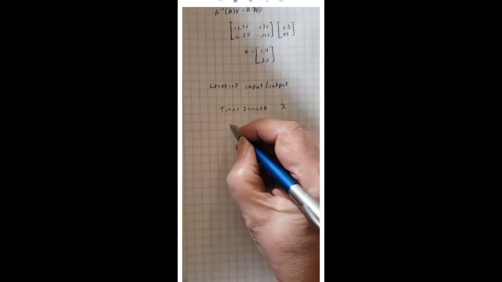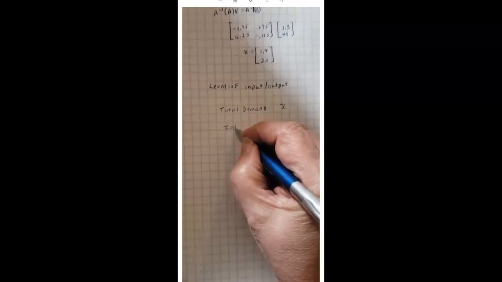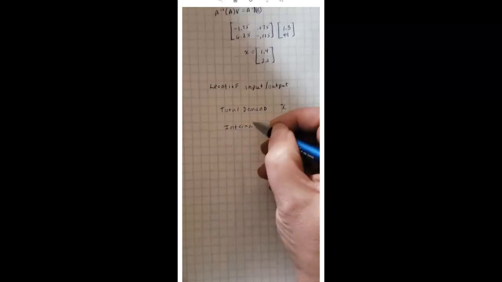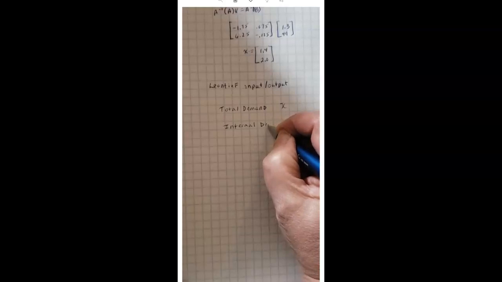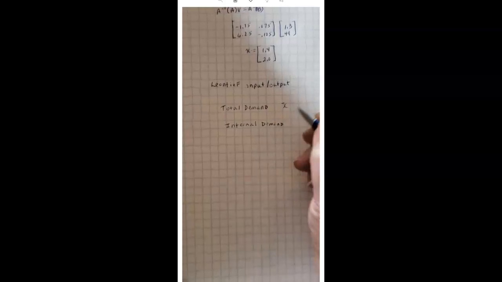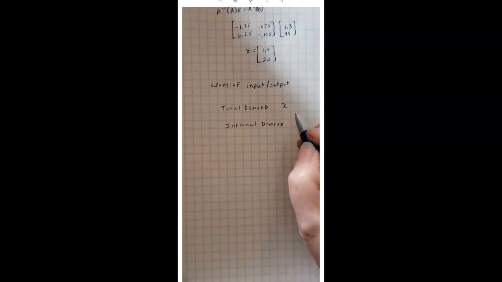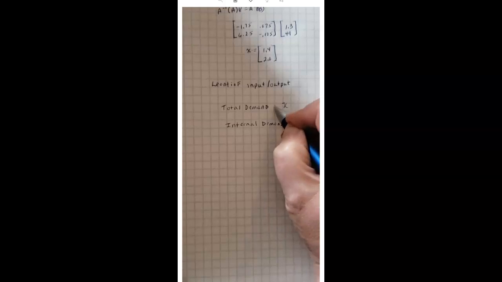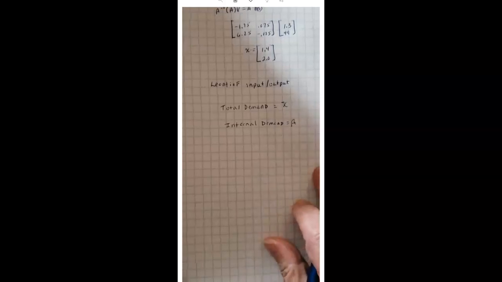So there is what we call an internal demand. And that's going to be put in the form of a matrix. And that internal demand is going to be called A as a matrix. Okay.